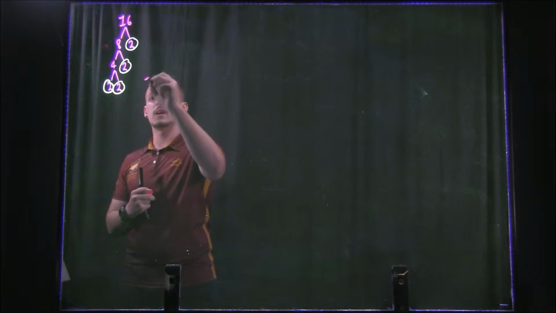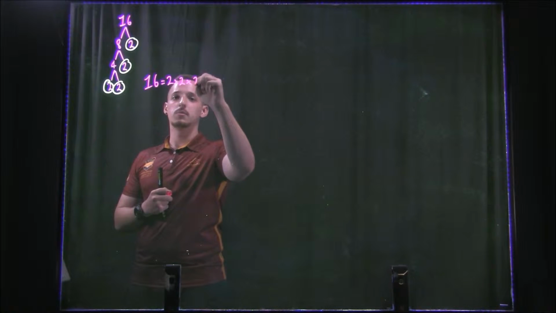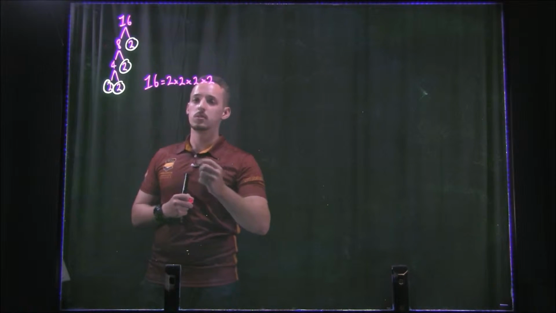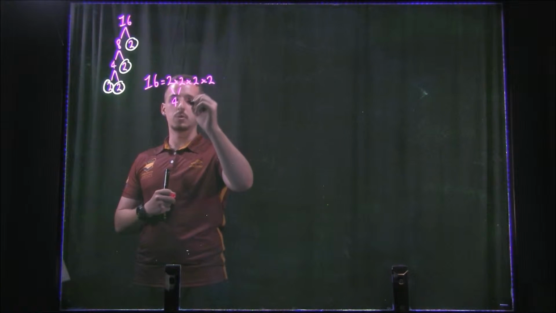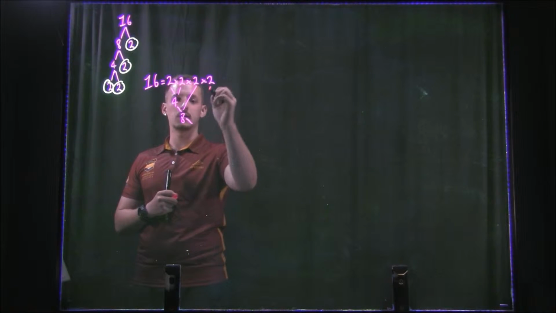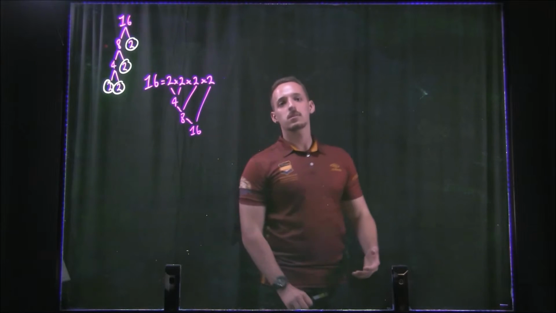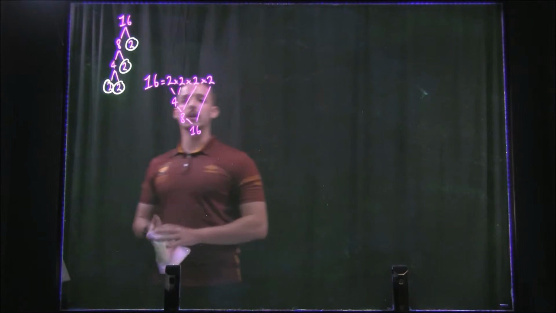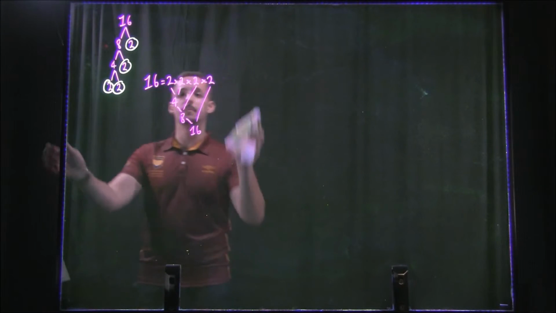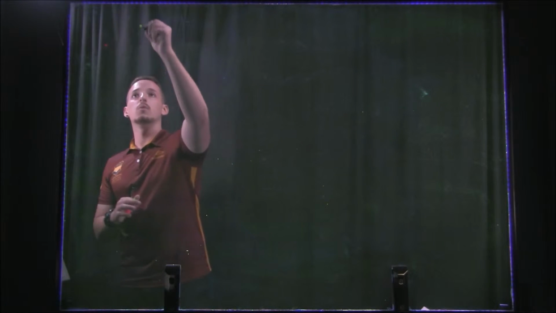We can then say that 16 is equal to 2 times 2 times 2 times 2. And 2 times 2 is 4, times 2 again is 8, and times 2 again is 16. So that is how a factor tree works. We're just taking a composite number and breaking it down over and over and over again until all we're left with is a prime.